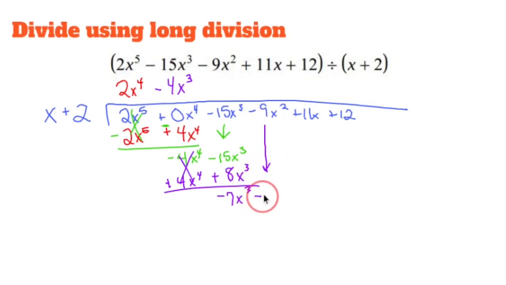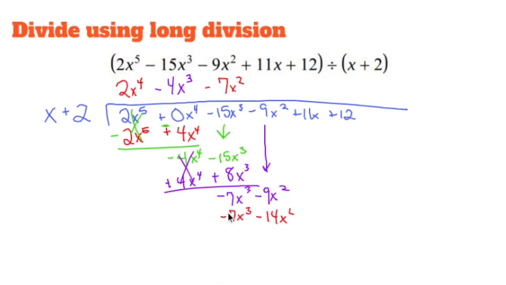Drop down this guy. Repeat. Okay, and we're still moving. We're like halfway done. x times what is negative 7x to the third? Negative 7x squared times x is negative 7x to the third. So take negative 7x squared times this whole factor, write it underneath. Negative 7x squared times x is negative 7x to the third. Negative 7x squared times positive 2 is negative 14x squared.